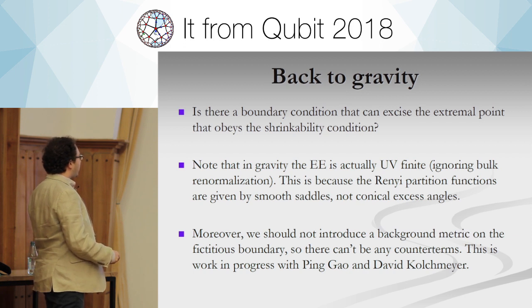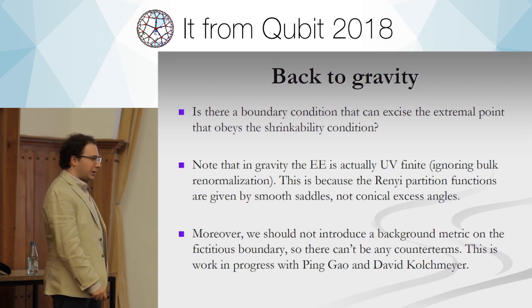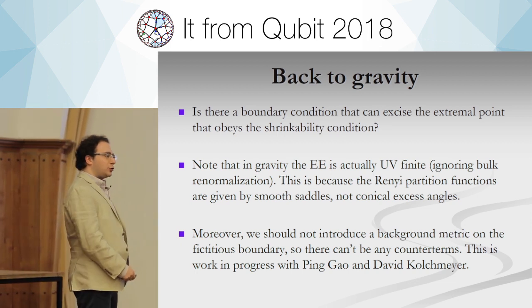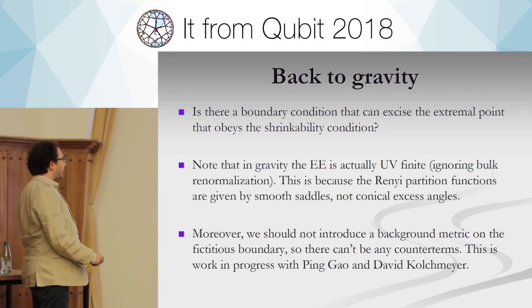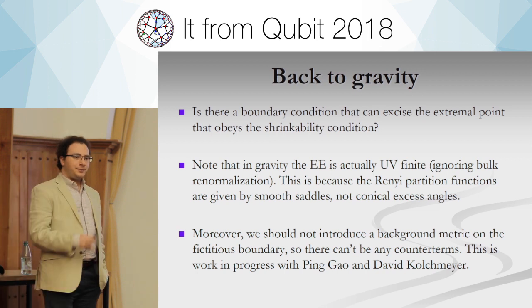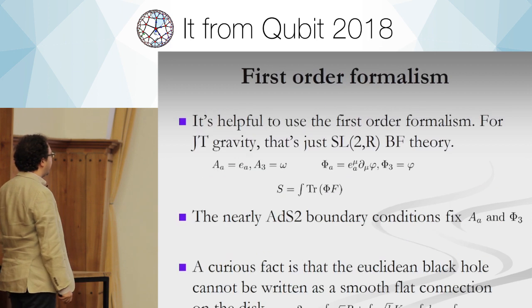In the gravity case, you also shouldn't introduce some background metric on the fictitious boundary, so there wouldn't be any counter terms that you could add. And so if you do it right, it means that you just get the right answer. Of course, maybe that's evidence that it will be hard to find this kind of boundary condition. But we'll see. This is work in progress with these two students of mine.